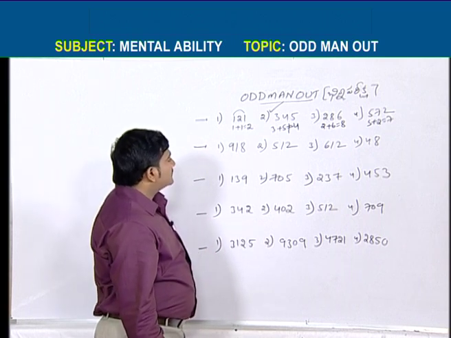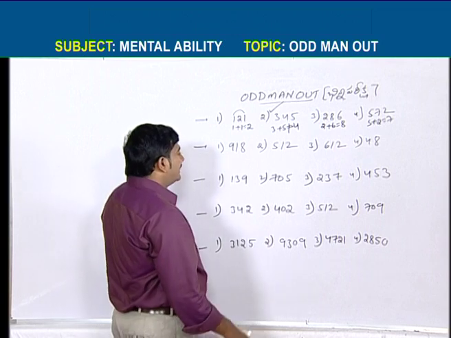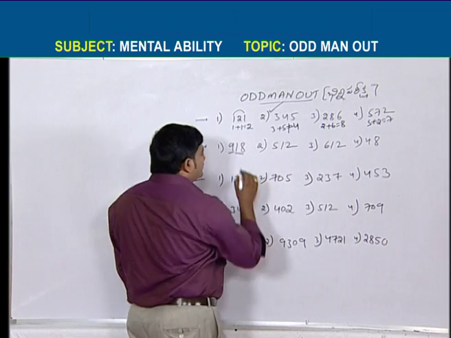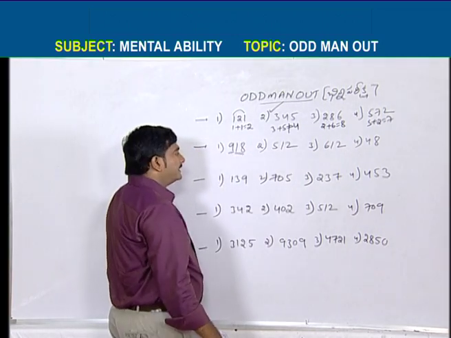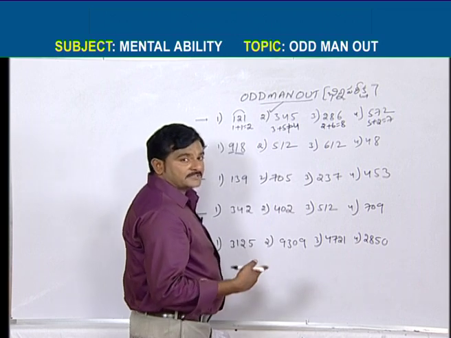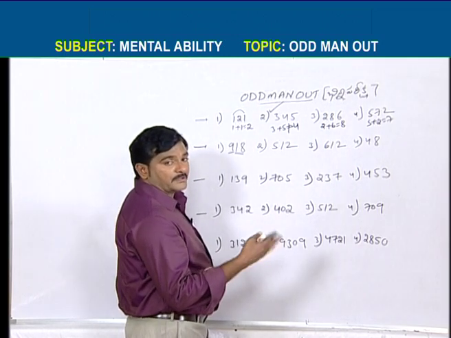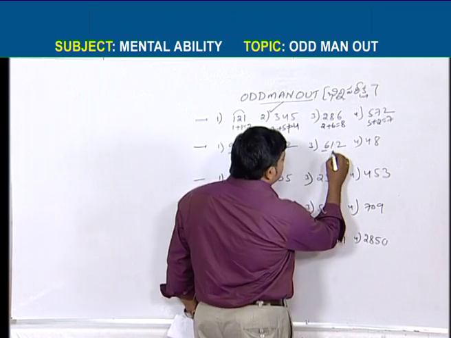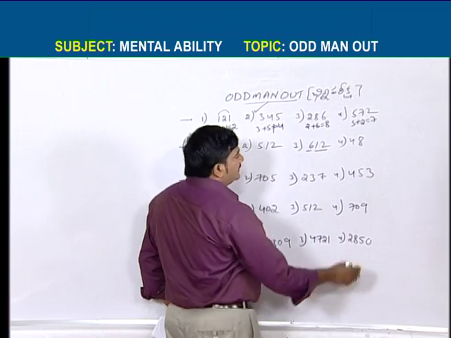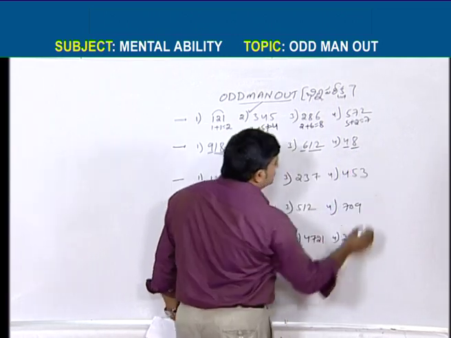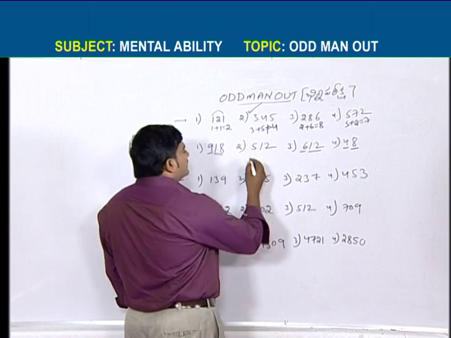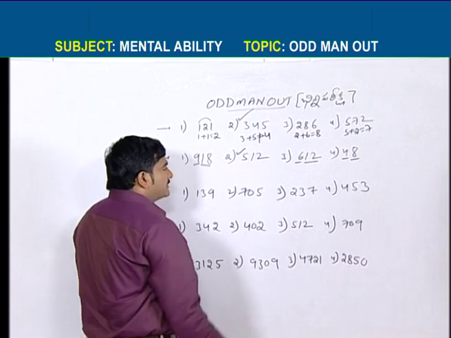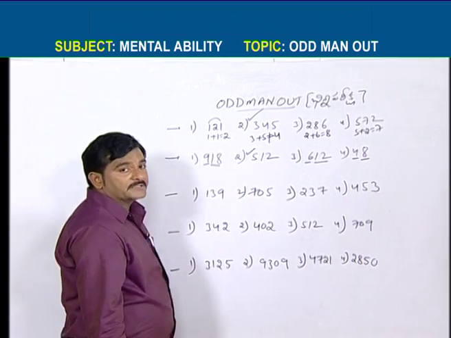Similarly, observe the first option in the next question. 918. Think that 9 is one number and 18 is one number. Double of 9 is how much? 18. Similarly, double of 6 is 12. Similarly, the double of 4 is 8. But here, the double of 5, is it 10? Is it 12? No. That's why in this case also, the second option is the right answer.